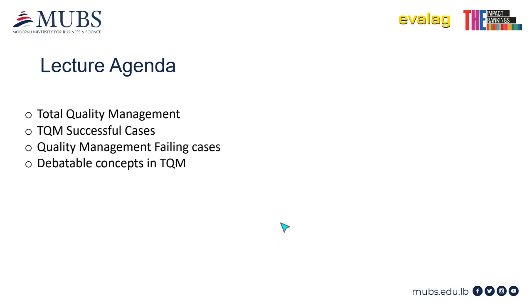Today we're going to discuss some successful cases of TQM versus some failing cases, and we're going to have a look at why some organizations that apply total quality management, although it's a very recommended model in organizations, have failed, and what was the reason, what should be done, how can we apply total quality management in our organizations and make it a success. And we're going to discuss some debatable concepts in TQM.